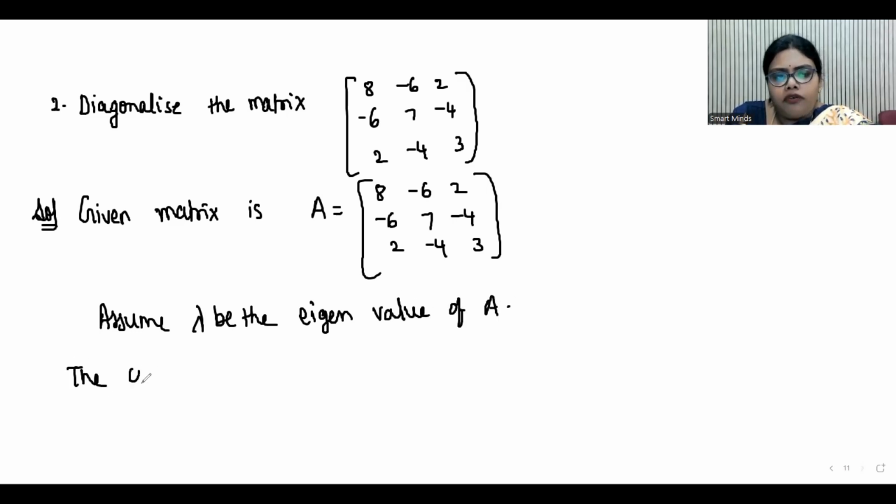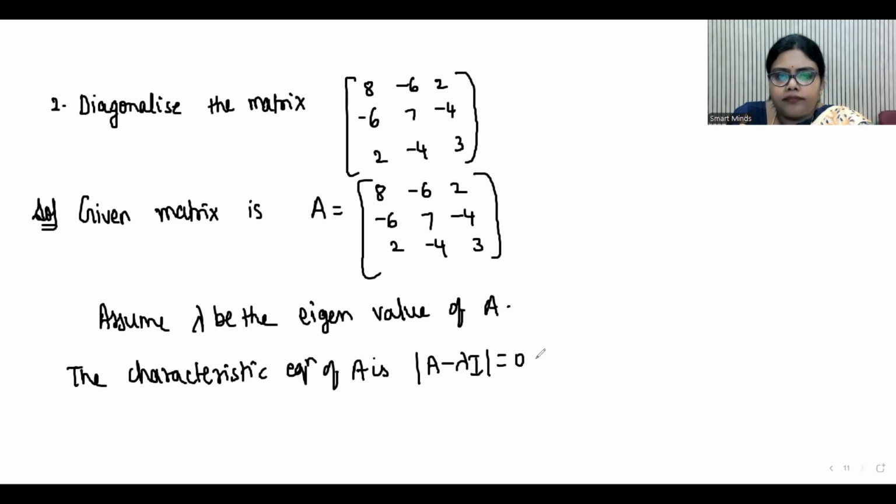So what is the formula for characteristic equation? The characteristic equation of matrix A is determinant of A minus lambda I is equal to 0. So if you find A minus lambda I, you will get 8 minus lambda, minus 6, 2; minus 6, 7 minus lambda, minus 4; 2, minus 4, 3 minus lambda, is equal to 0. Now we expand this determinant.